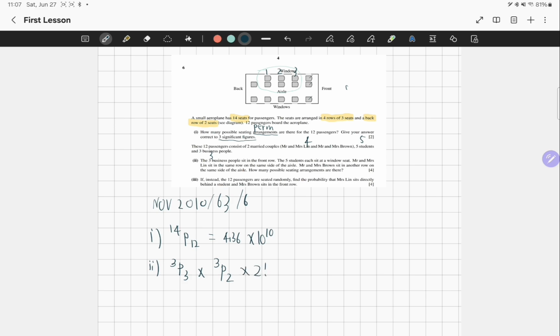You know why? Because on the left seat here, it could be Mr. Lin or Mrs. Lin. It doesn't say if Mr. Lin is on the left or on the right, so 2 factorial. And the same goes for Mr. and Mrs. Brown, so times another 2 factorial.